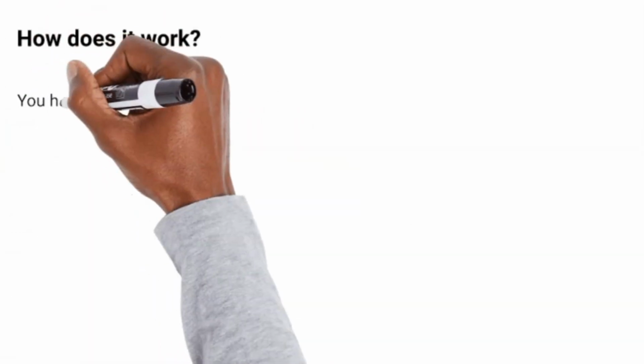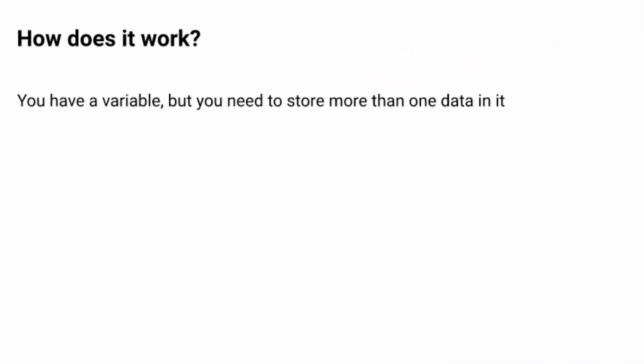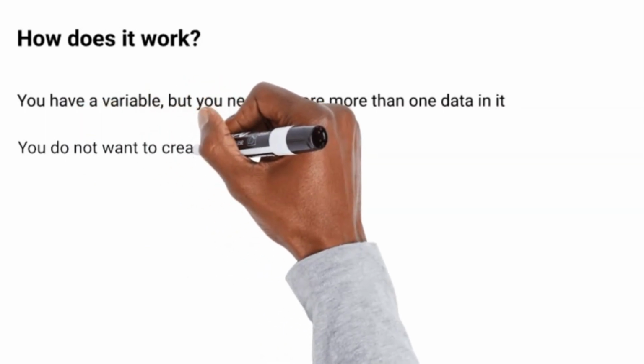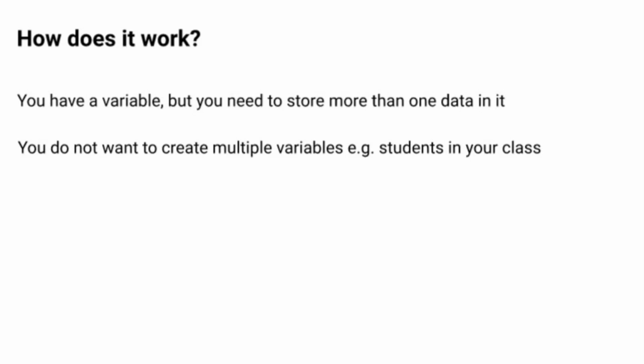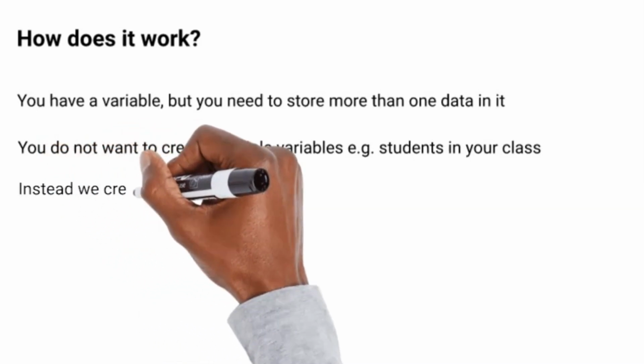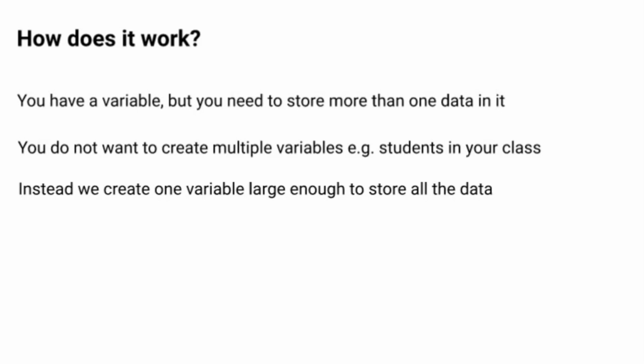So you have one variable, but now you have a lot of data that you want to store, for example the students in your class. You don't want to create a separate variable for everyone. So now we want to create just one variable that is large enough to take all the names of the people in our class, like getting a storage that is large enough to take all your pens at once. That's exactly what this concept is all about.